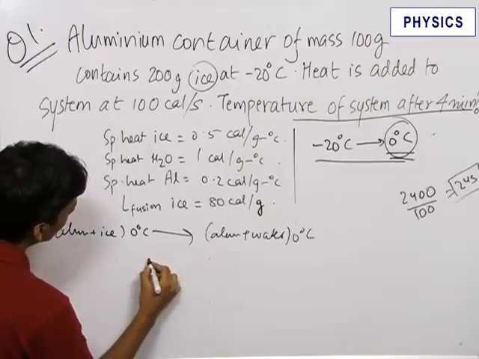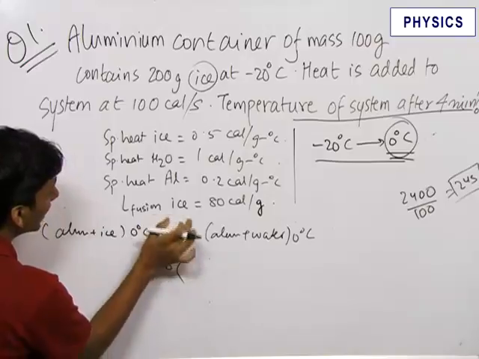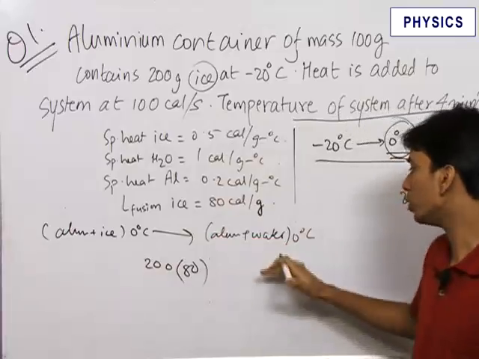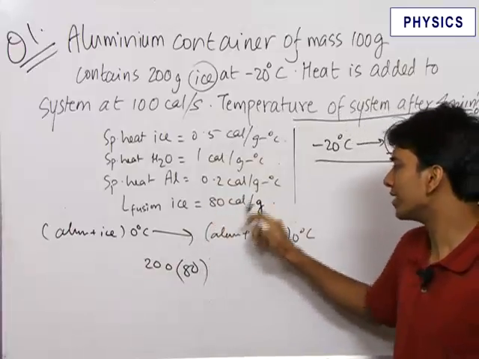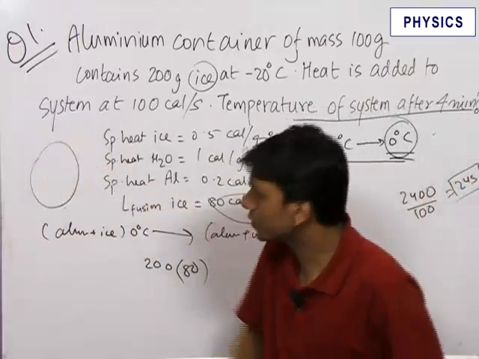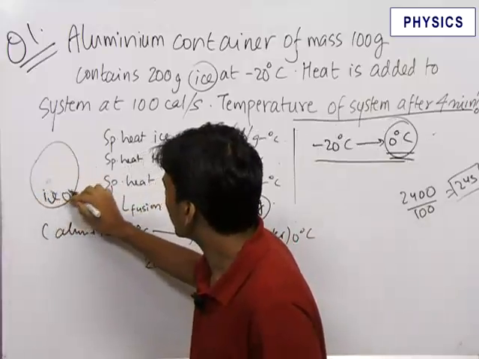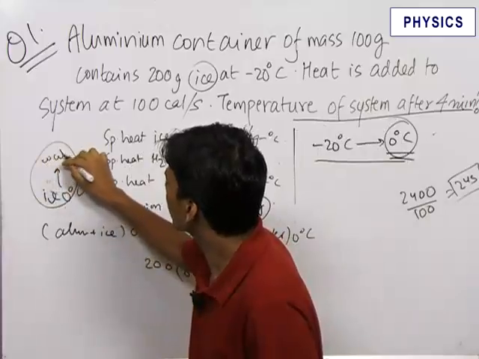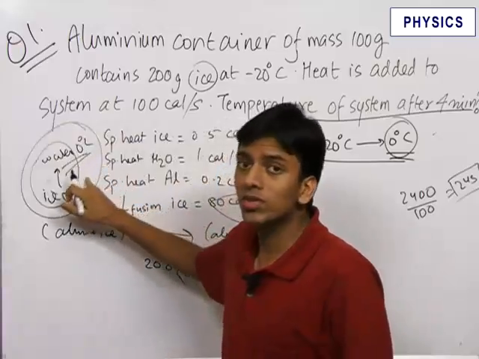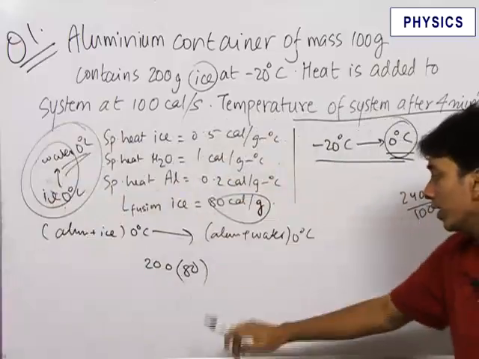The amount of heat required for this is equal to the mass of ice into the latent heat of fusion of ice. Whenever there is a state change, heat is involved, that is equal to the latent heat of fusion, that is 80 calories per gram in this case. So the change of state from ice at 0 degrees Celsius to water at 0 degrees Celsius is very important, because it consumes some amount of heat, but there is no change in temperature of the system. So be careful over here.